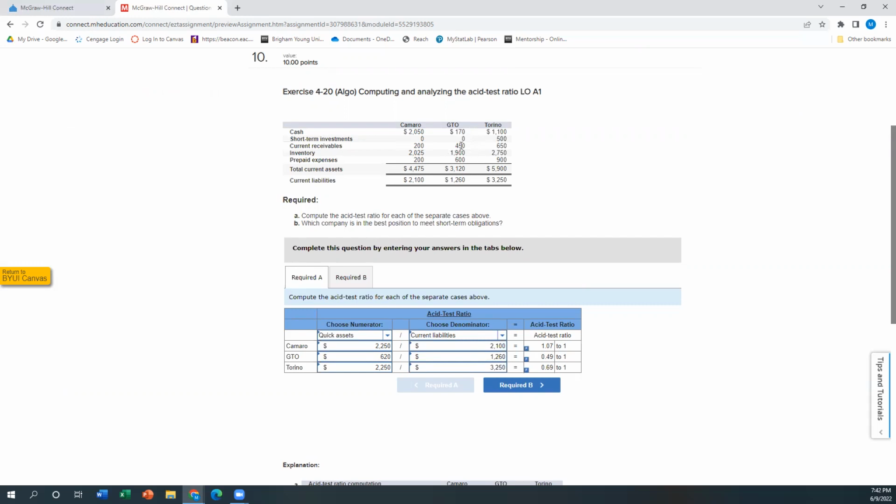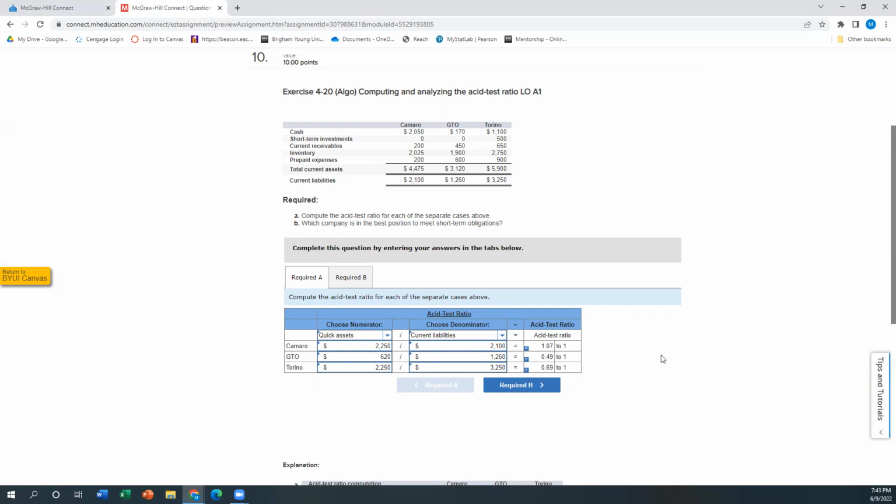Here we have 170 plus 450 gives us 620, divided by the current liabilities gives us 0.49. And then on the Torino, we have 1,100 plus 500 plus 650 gives us 2,250, divided by the current liabilities of 3,250 gives us 0.69.